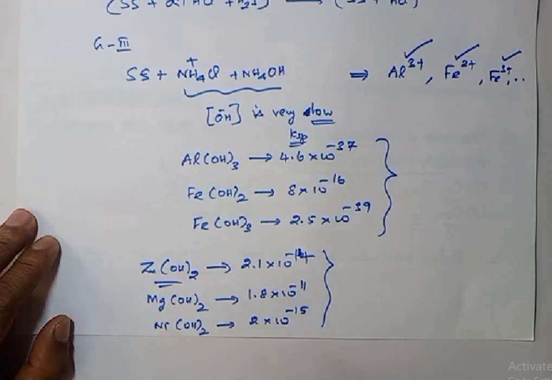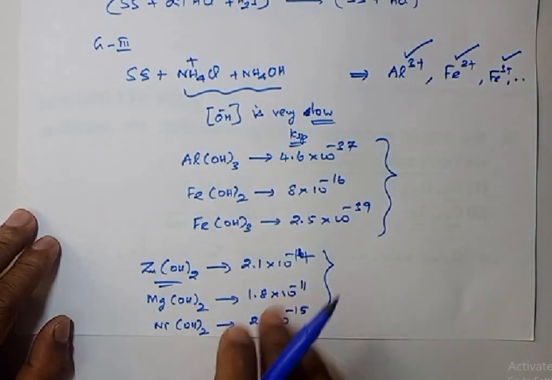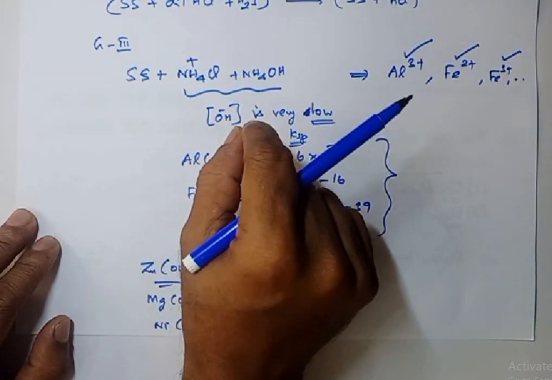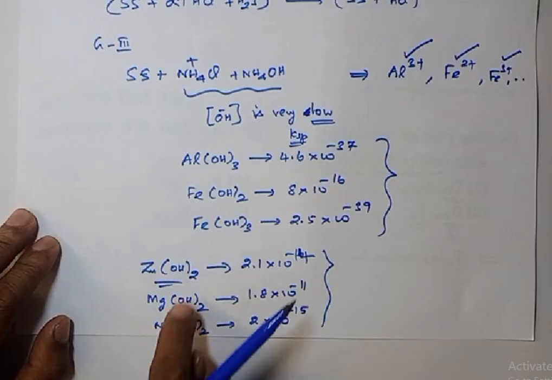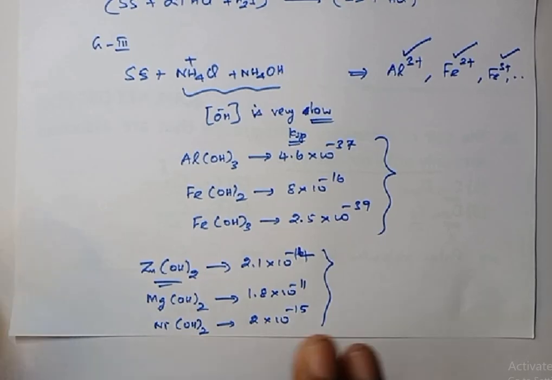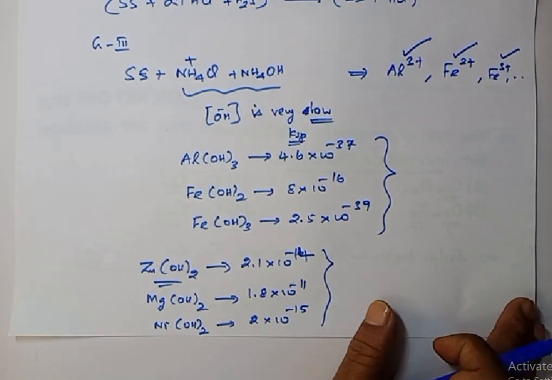Even if group 4, group 5, group 6 ions are present here, they never form any precipitate. Why? The concentration of hydroxide ion is insufficient to precipitate the group 4, group 5 or group 6 metal ions. Keep this information in mind. Now, let me move on to group 4.